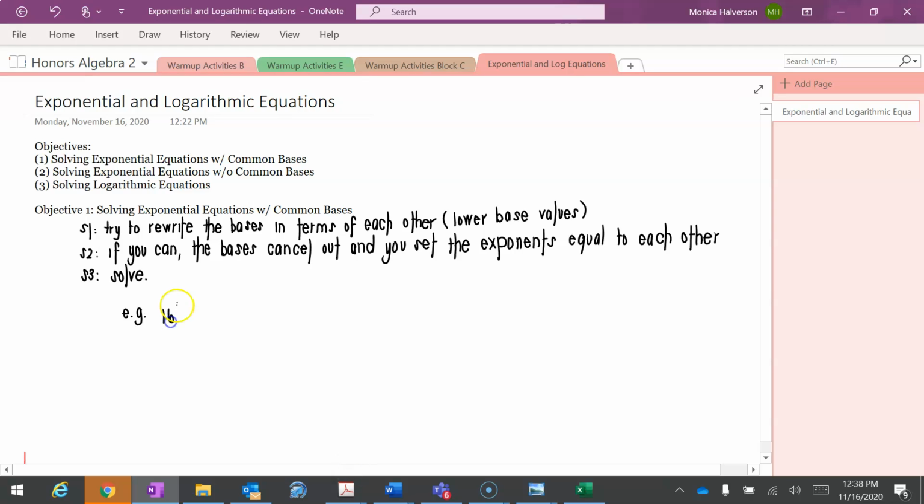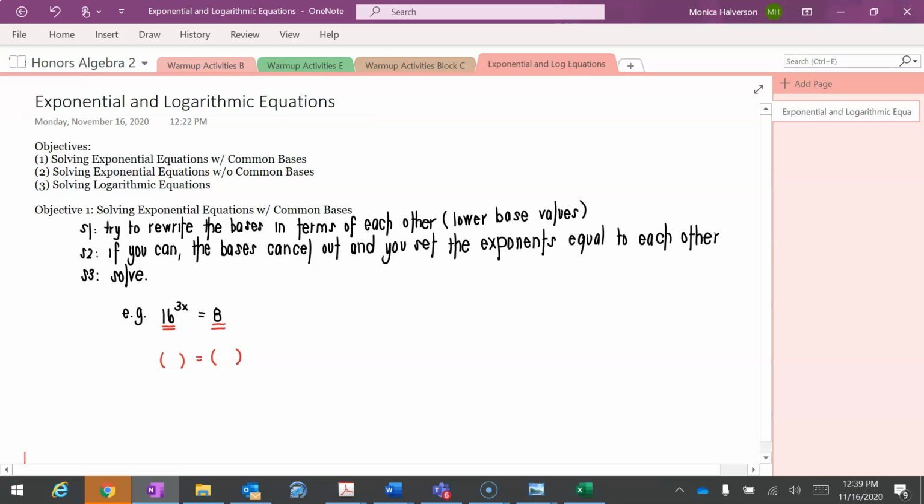Let's do 16 to the 3x equals 8. So right now, the base on the left is 16 and the base on the right is 8. Those are not the same. And you cannot change 8 to 16. That is not possible. We're not multiplying bases, all right? You're rewriting them in terms of exponents. So you want to see, can you rewrite these to have the same base?